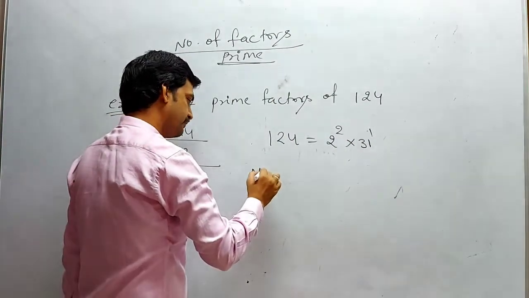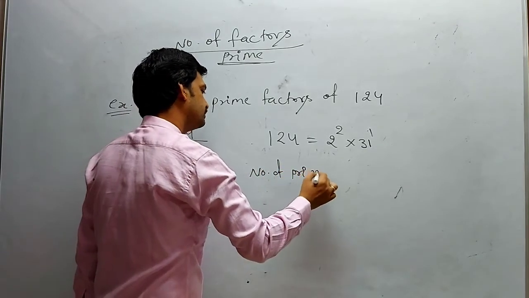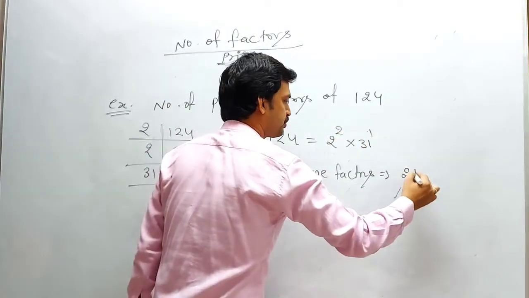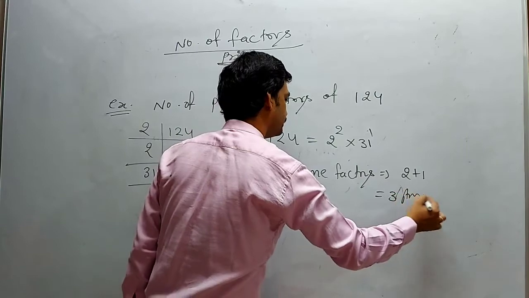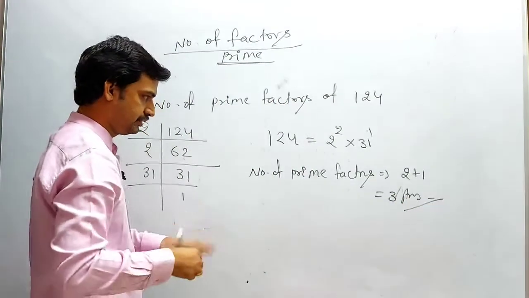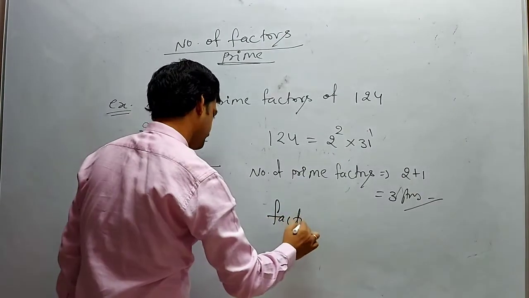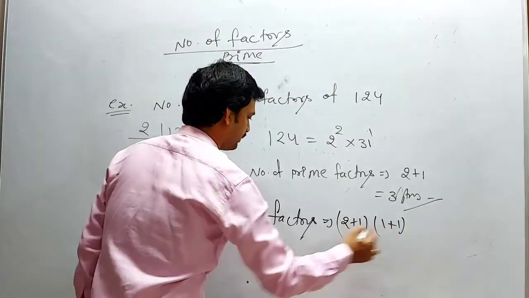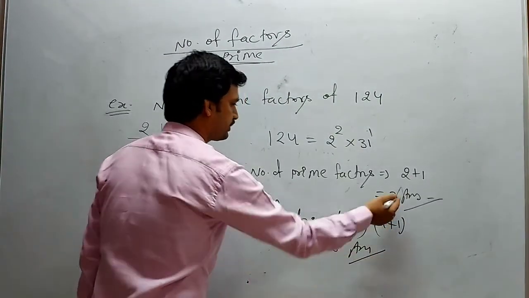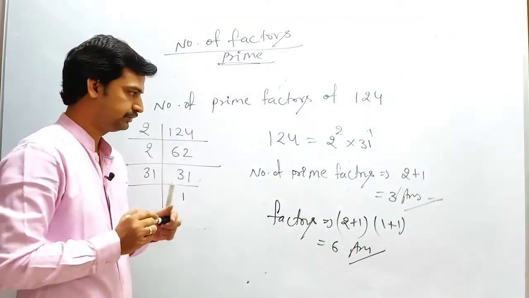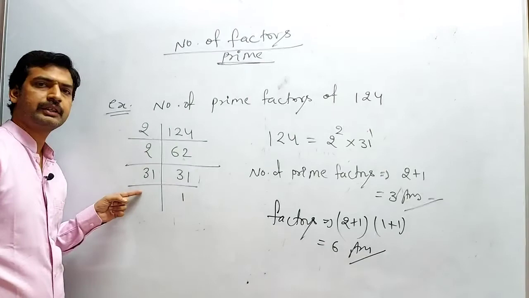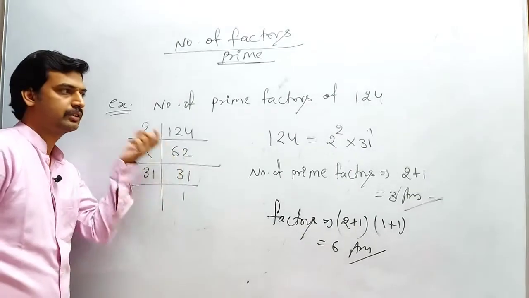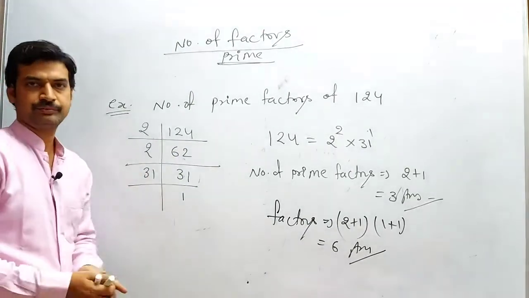Now, the number of prime factors of this one is the addition of powers, 2 plus 1 equals 3. That is your answer. But if the question is asking about the factors, then we just increase each power by 1 and we get 6. So prime factors are 3 and factors are 6, right? These are the prime factors, 2, 2 and 31. 1, 2 and 3. These are 3. The number of divisions you make for factorization is what is called the number of prime factors, right?